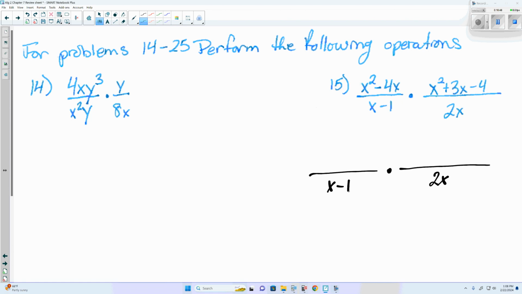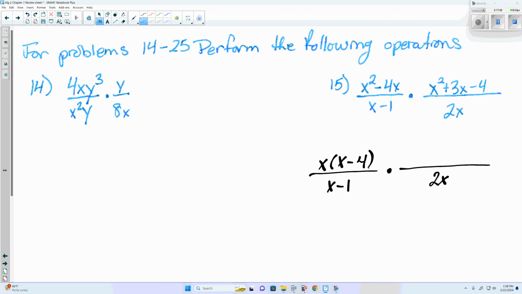X squared minus 4x. Greatest common factor. Greatest common factor of x. If you have 2 terms and no constant term, no term without a variable, most likely there's your greatest common factor. Here, greatest common factor of x.